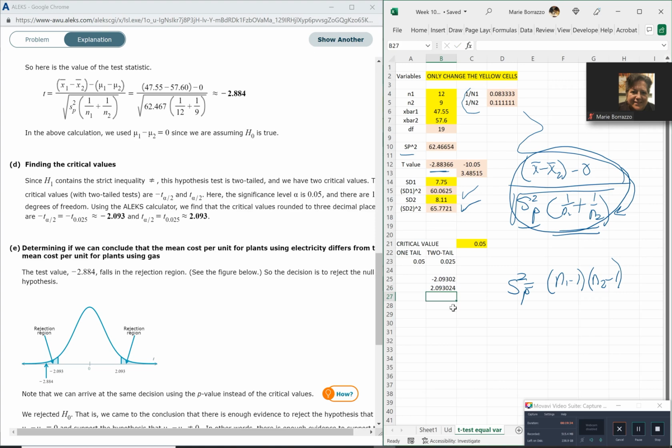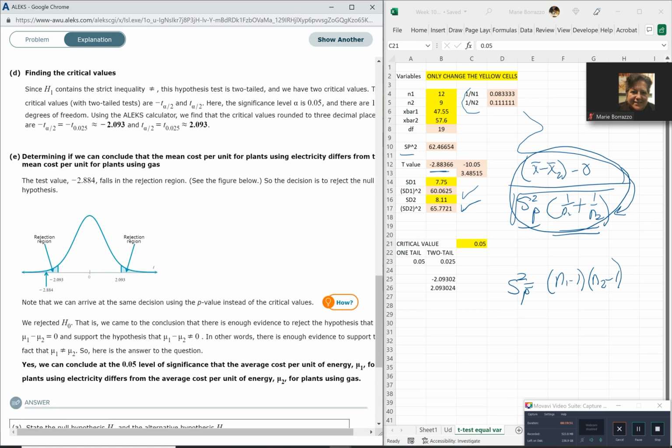Let me see. There you go. So that whenever they ask for the critical two-tail, there's a plus and a minus answer. All you have to do is change the cell. Only change the yellow cells, right? We don't change anything else.